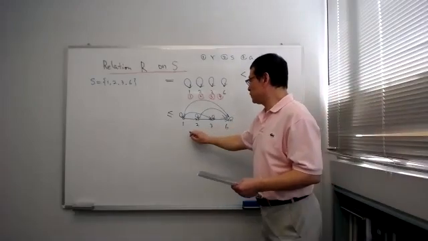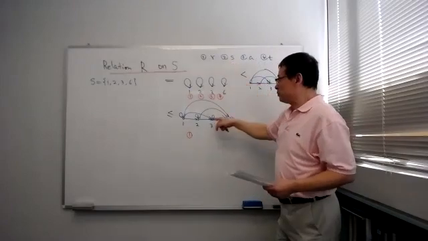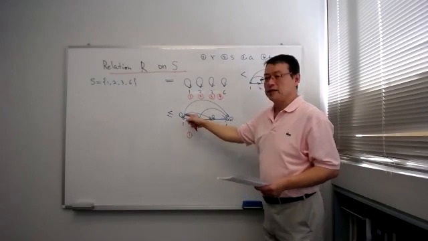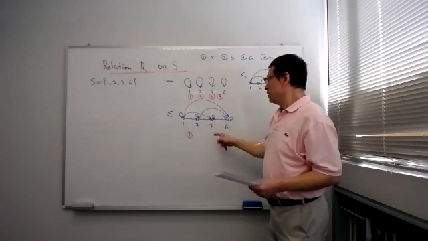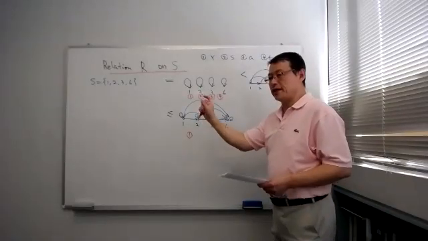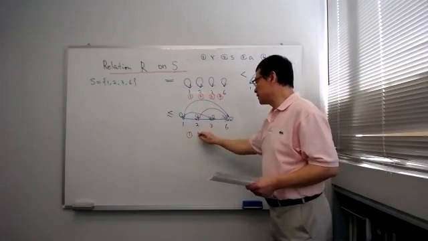So for this one, it's 1. It's not symmetric because there is an edge from 1 to 2, but no arrow from 2 to 1. So it's not symmetric. It's anti-symmetric because for each pair, there's at most one arrow. So that's anti-symmetric.